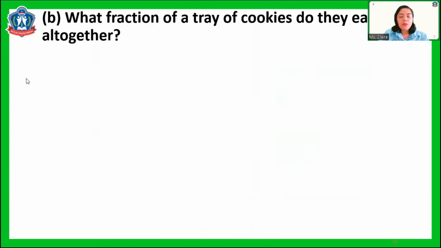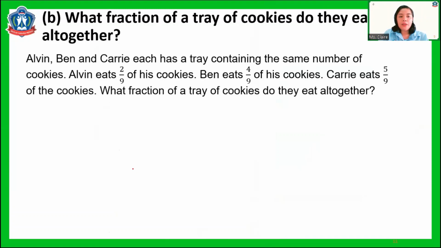Okay, how about this one? What fraction of a tray of cookies do they eat all together? Take a look here.